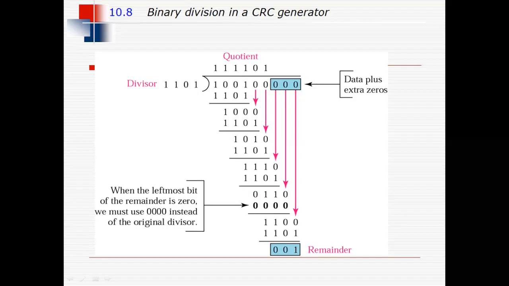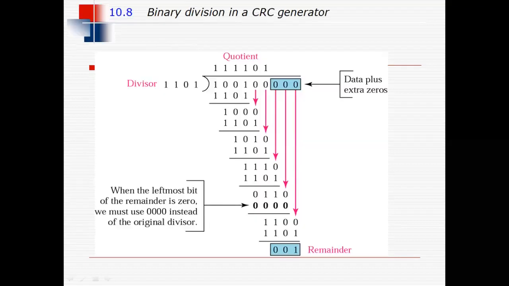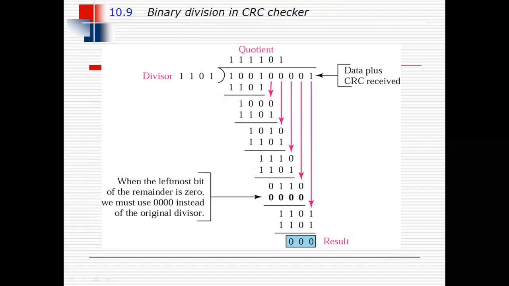So for data transmission, we will send the data 1 0 0 1 0 0, and we will append 0 0 1 along with the data. So during the transmission, this data will be transferred to the receiver end. At the receiver end, I have not changed any bit position. So this is our received data along with the remainder.